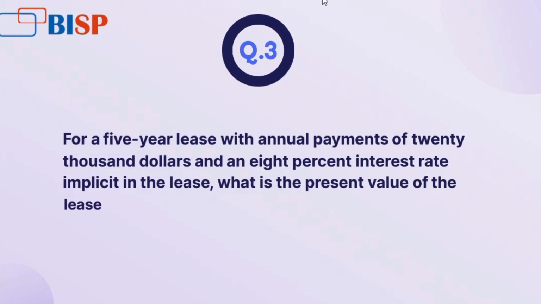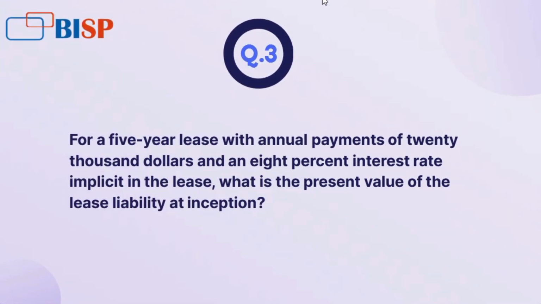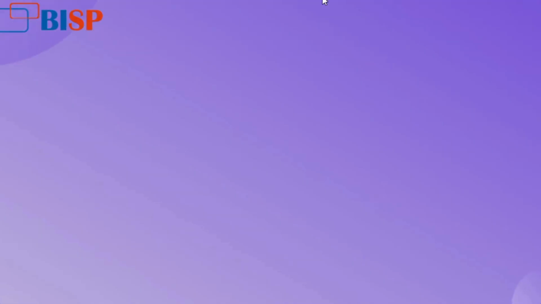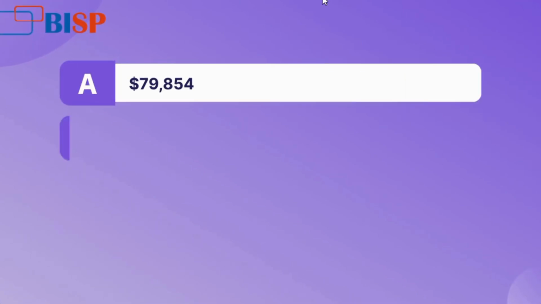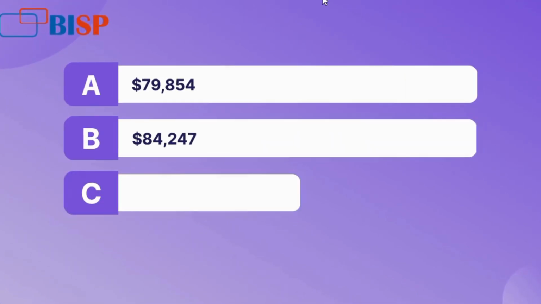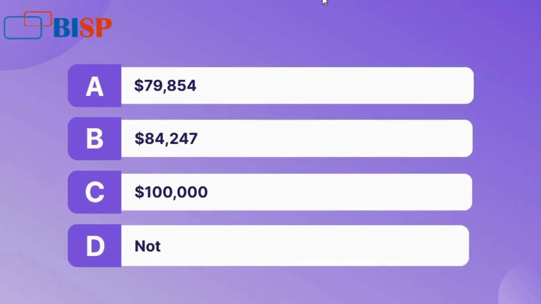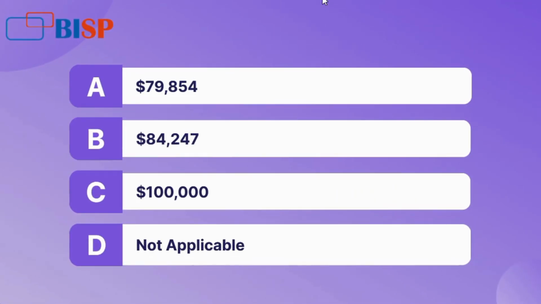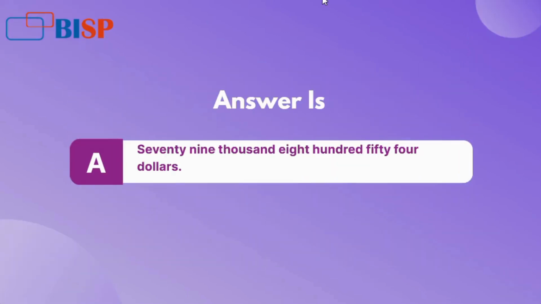For a 5-year lease with annual payments of $20,000 and an 8% interest rate implicit in the lease, what is the present value of the lease liability at inception? A. $79,854. B. $84,247. C. $100,000. D. Not applicable. Answer is A. $79,854.